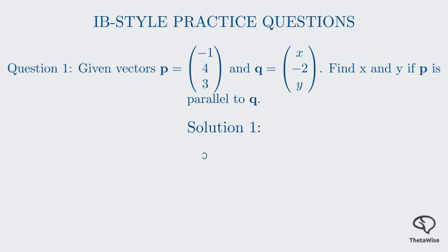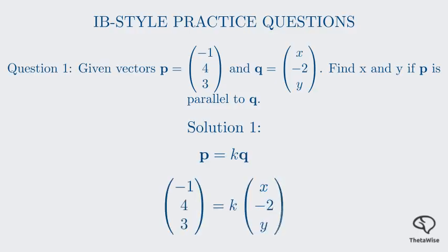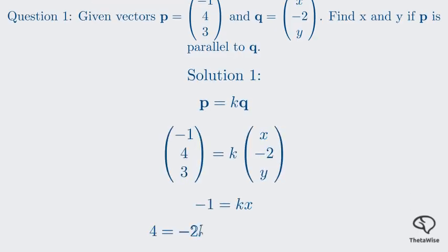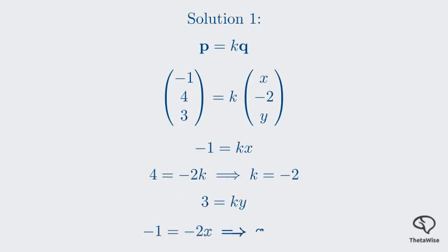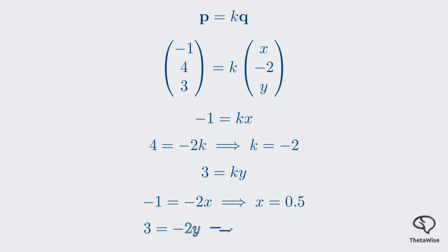Solution. Since p is parallel to q, p must be a scalar multiple of q, i.e., p equals kq. This means 1 equals kx, 4 equals 2k, and 3 equals ky. From the second equation, k equals 2. Substituting into the first and third equations gives 1 equals 2x and 3 equals 2y. Solving for the variables, we get x equals 0.5 and y equals 1.5.